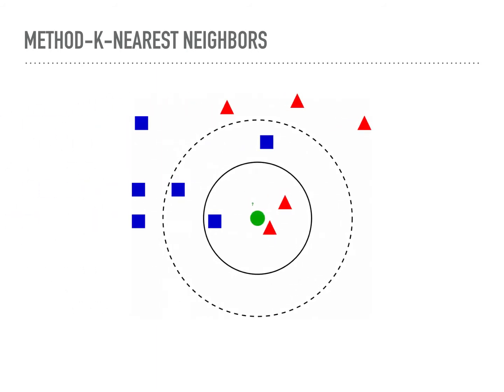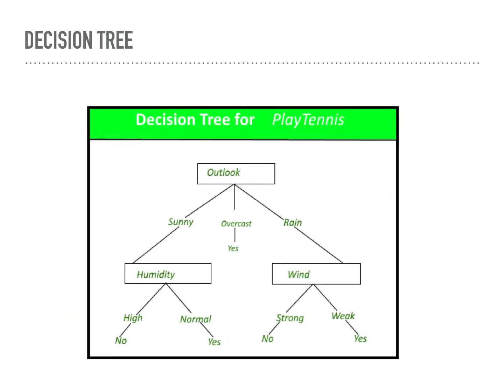Then we use k-nearest neighbors. The k-nearest neighbor is one of the most basic yet essential classification algorithms in machine learning. It belongs to the supervised learning domain and finds intense application in pattern recognition and data mining. A decision tree is a powerful and popular tool for classification and prediction. A decision tree is a flowchart-like tree structure, where each internal node denotes a test on an attribute, each branch represents an outcome of the test, and each leaf node holds a class label.